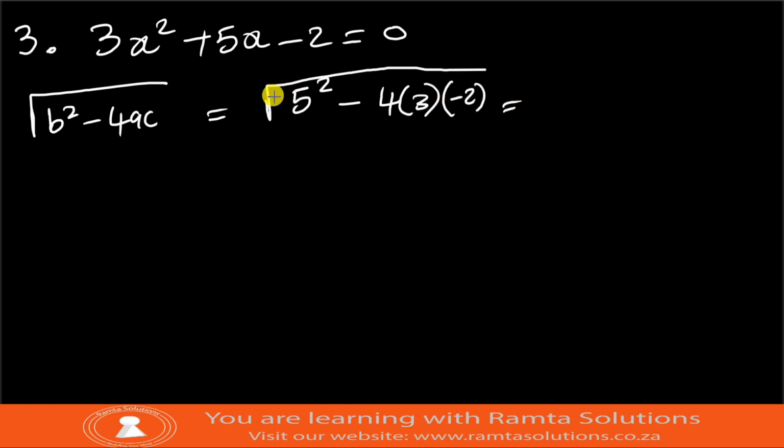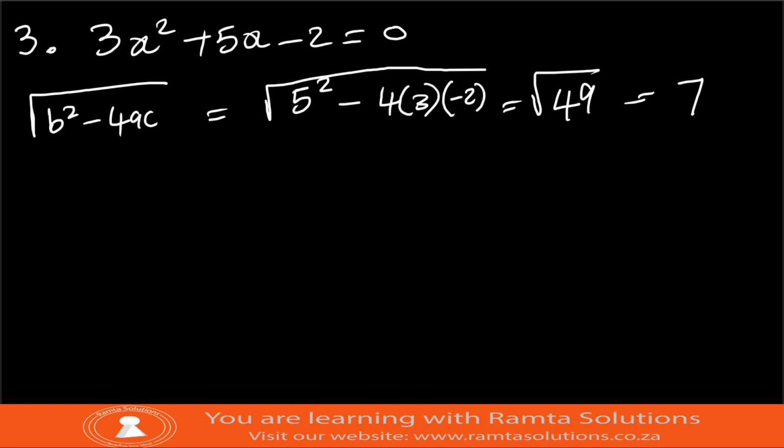So what do we have here? We have 5 squared, which is 25, and we have 4 times 3 times 2, which is 24. So 25 plus 24 is 49. So this is a perfect square. Therefore, 49 is a perfect square, and I can find the square root of 49, which is 7. So what does it tell you? It tells you that I can solve this in a normal way.